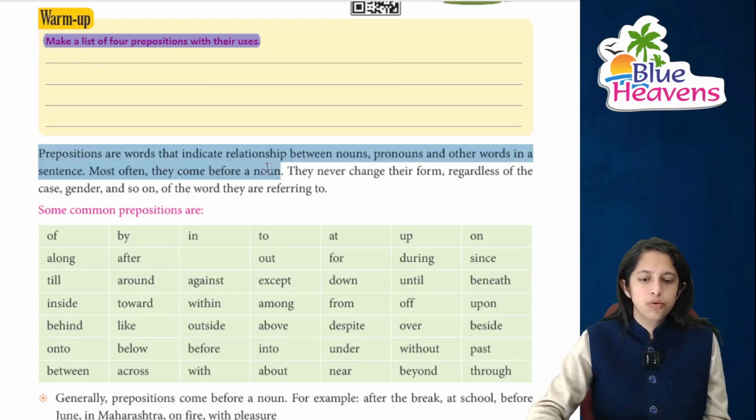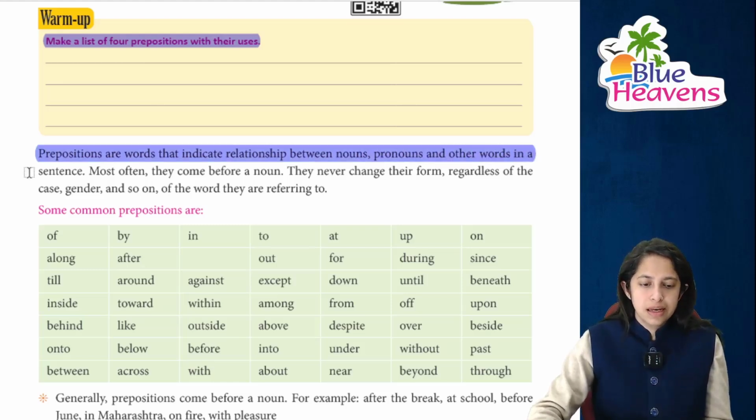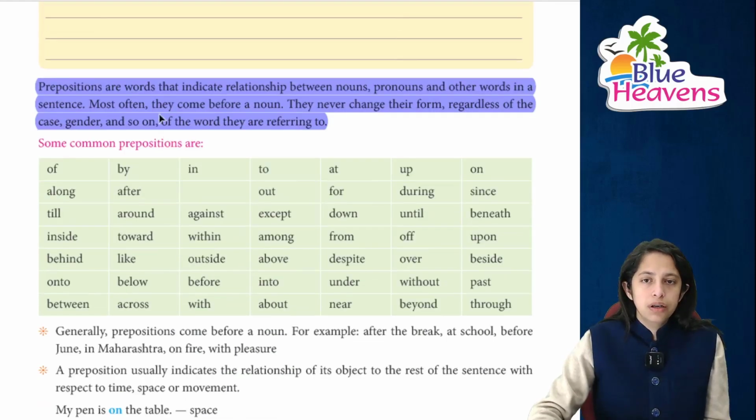Prepositions are those words which indicate the relationship between nouns, pronouns and other words in a sentence, right? Most often basically they come before a noun. They never change their form regardless of what case, gender and so on of the word they are referring to.